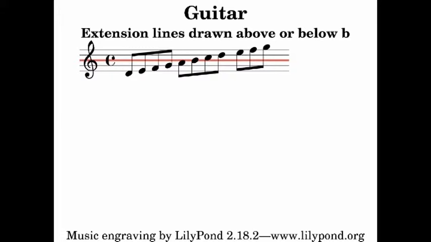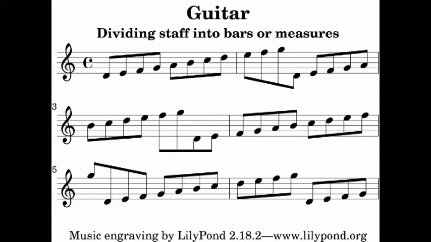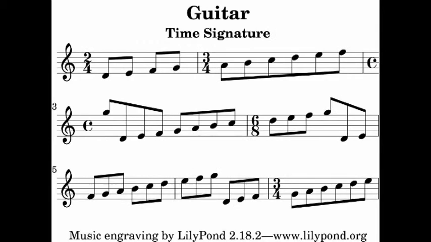The staff is further divided into subdivisions called bars or measures, which represent a period of time as specified by the time signature, a set of numbers describing the number of beats per bar and the type of circle that represents a beat in that piece of music.